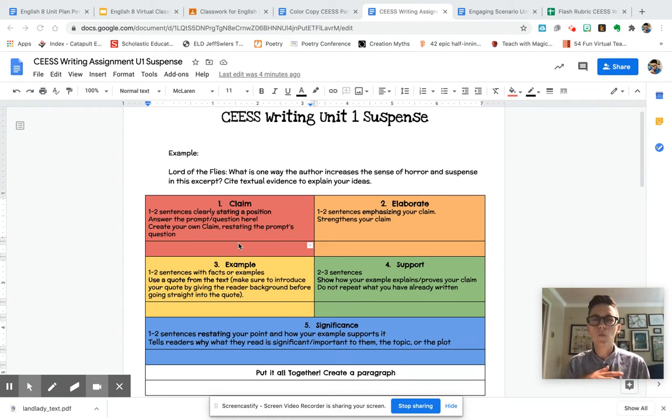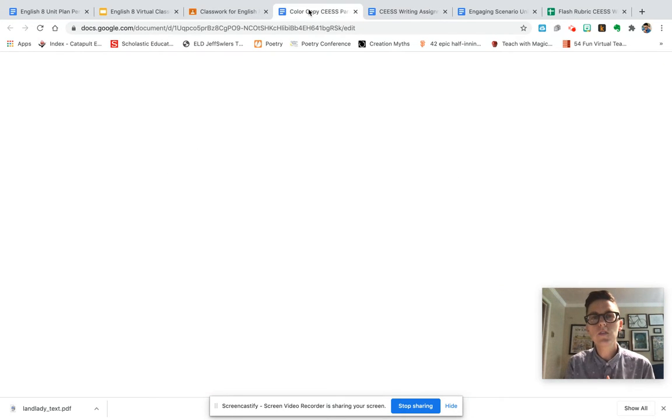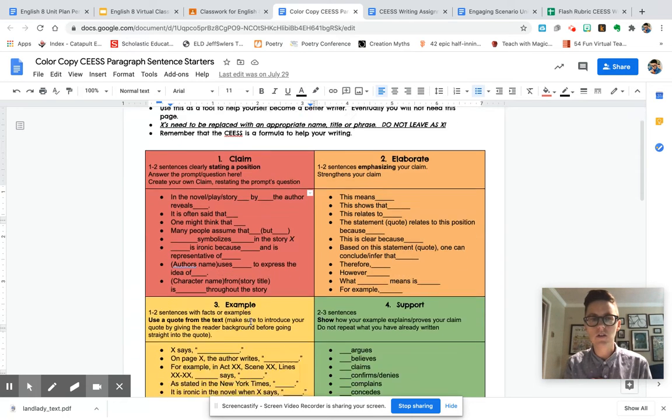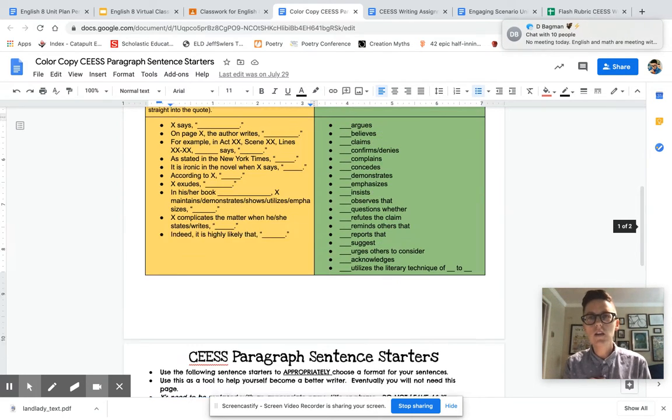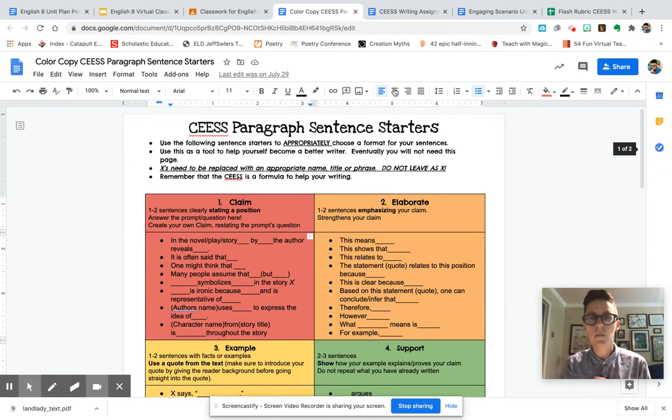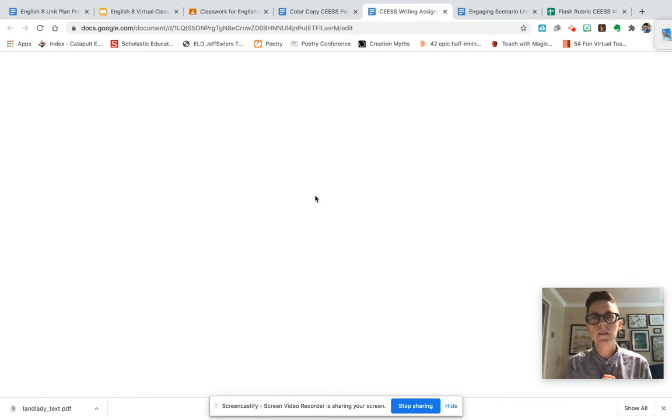So now we should first come up with a claim. So stating clearly, 1 to 2 sentences clearly stating a position, answer the prompt. So if you look over here, this other document that I have given you on the assignment, I have a whole bunch of sentence starters. So if you feel stuck, you can come over here and use the sentence starters to help you with your writing.